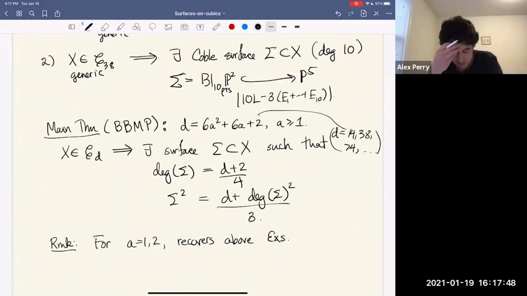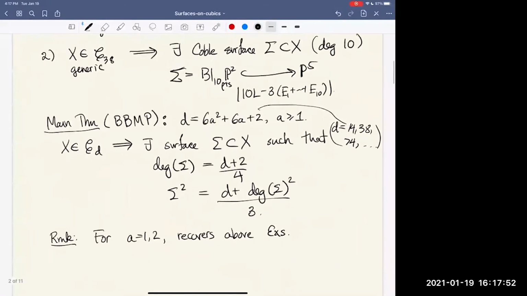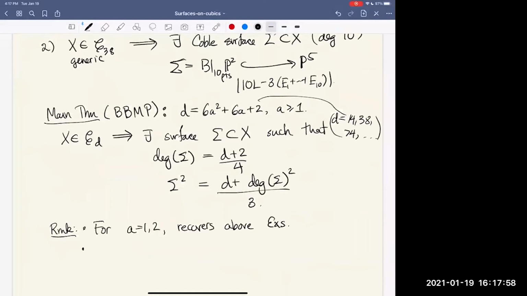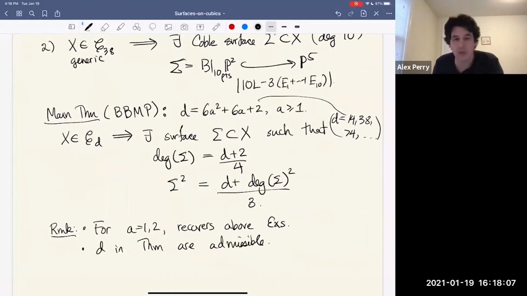So Alex, is it correct that every such D is admissible? Great, that was the next point I was going to make. So the first remark was that, and the second remark is that the D in the theorem are admissible. That might not be completely obvious from the formula I wrote down, but it will follow from my construction of the surface. I'll give sort of a geometric reason for why that's true later.